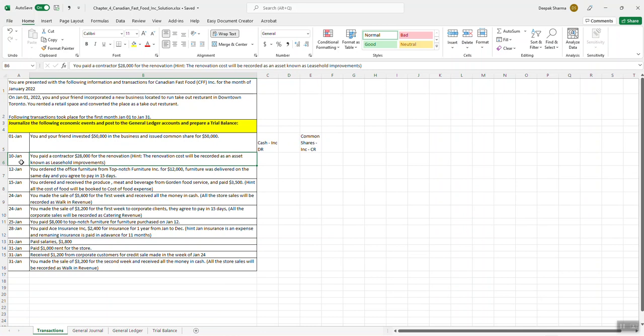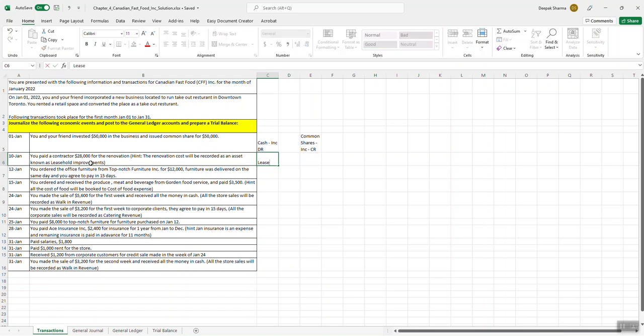Okay, and you're not very familiar with the type of accounts or the name of the account, so I gave you a hint here that we can use an asset account, which is leasehold improvements, for this contractor expense. So we paid $28,000 for a renovation. When we pay for a renovation, it's an asset because we're building something which can be used for future purposes. So in this case, we will be using leasehold improvement as an account, which will be considered an asset account.